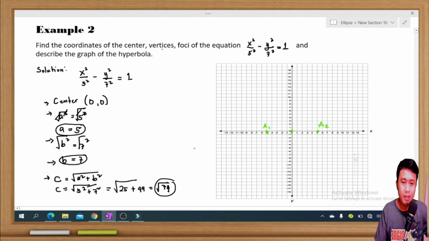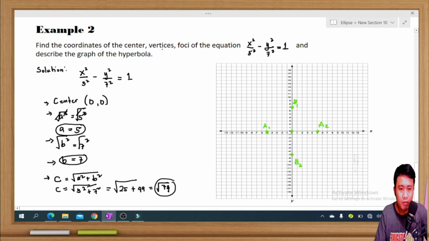Okay? And isunod naman natin si B para malocate natin yung conjugate axis, which is 7. Doon tayo sa 7 units from the center. Ito din, 7 units from the center. Okay, so kompleto na po. Alam na po natin ang mga vertices po natin. Okay, i-let na lang natin to as B sub 1 and ito naman ay B sub 2.